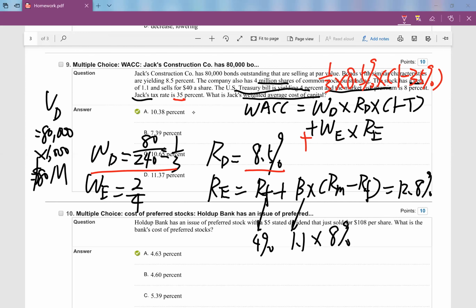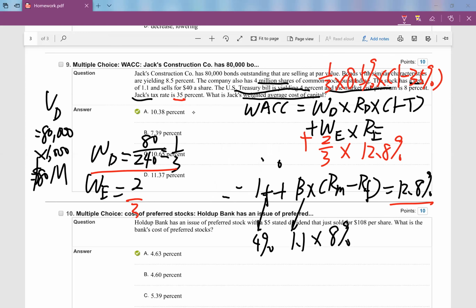The weight of equity is 2 over 3, since 1 minus 1 over 3 is 2 over 3, times the cost of equity we already solved, 12.8%. So that's our formula. You put it into the WACC to solve for the cost of capital for the whole firm. Now let's finish the calculations. You can use your calculators at home to do these calculations.